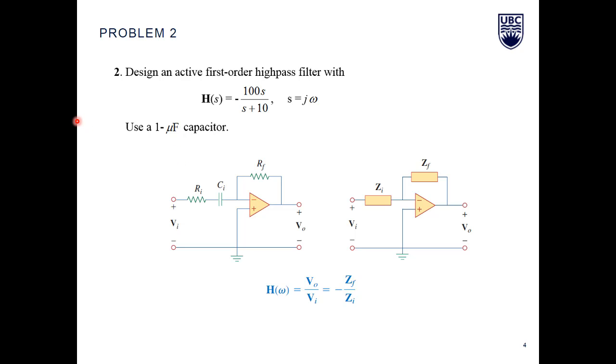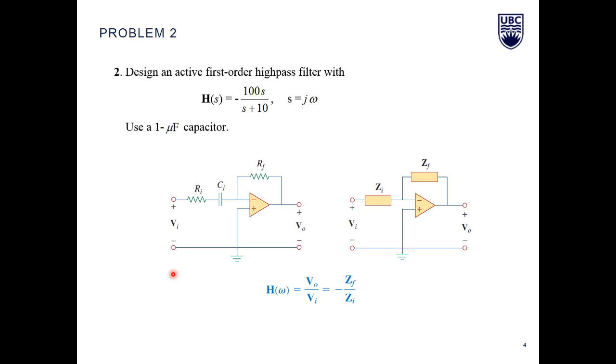Okay, then we move to the second problem, and this problem says design an active first order high pass filter with these gains. So H of s is minus 100 times s over s plus 10, where s equals j omega. And it tells us to use a 1 microfarad capacitor.